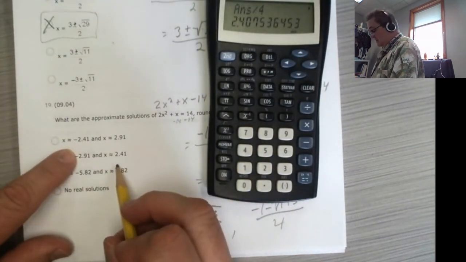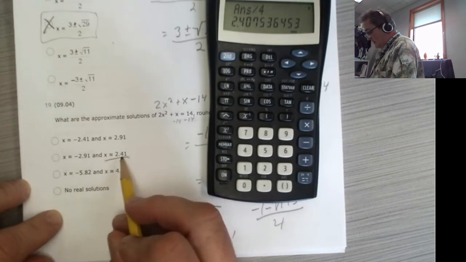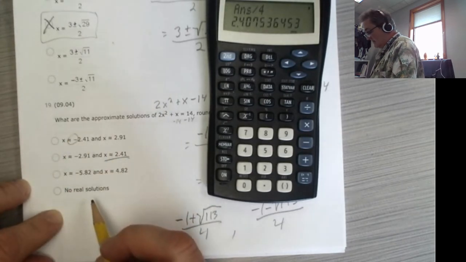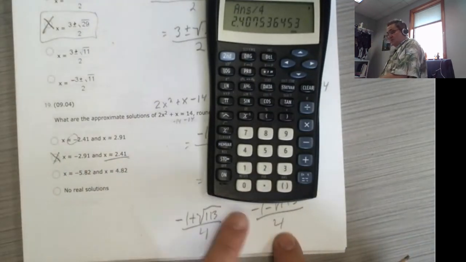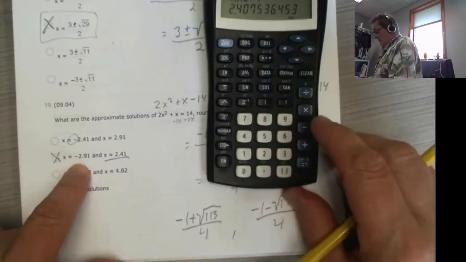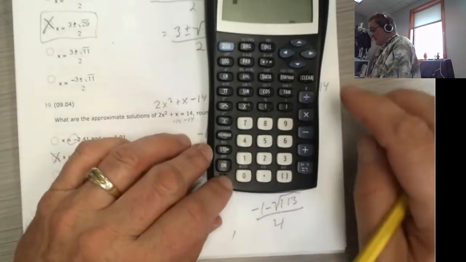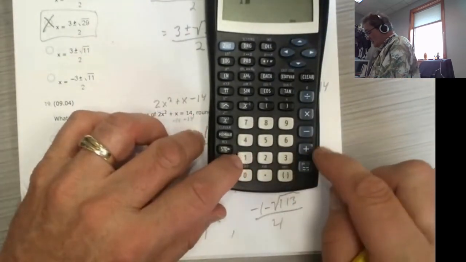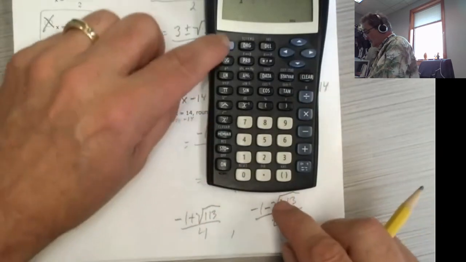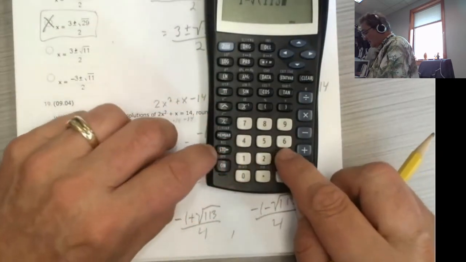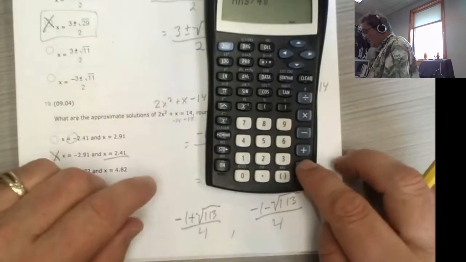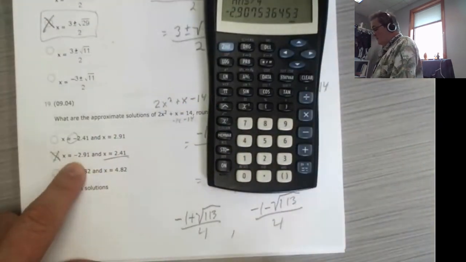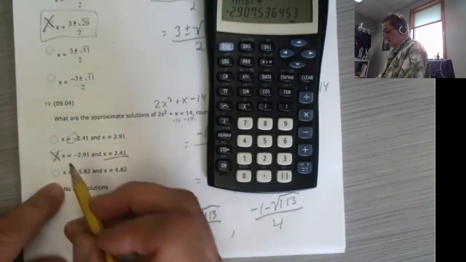So it looks like it should be this one because this is a negative. I'm going to check this one, and then we'll double check this other one just to make sure that it matches the other answer here. So the other answer they have is -1 minus the square root of 113, and we divide that by 4. Negative 2.91. That worked. That was the other solution.